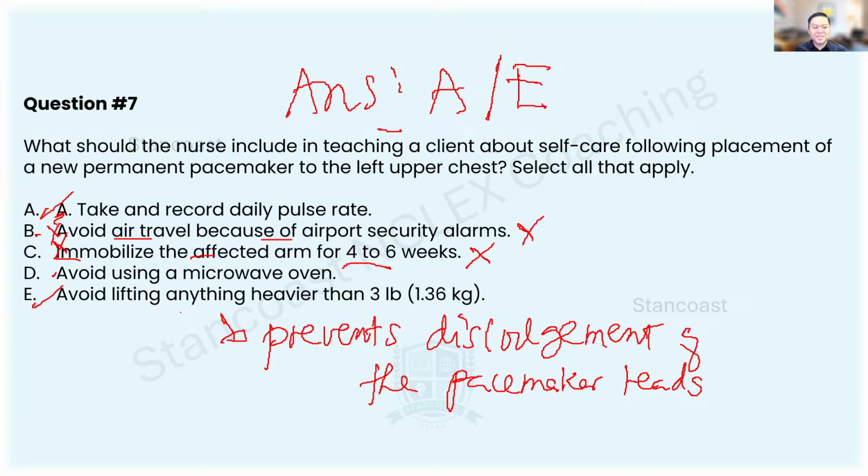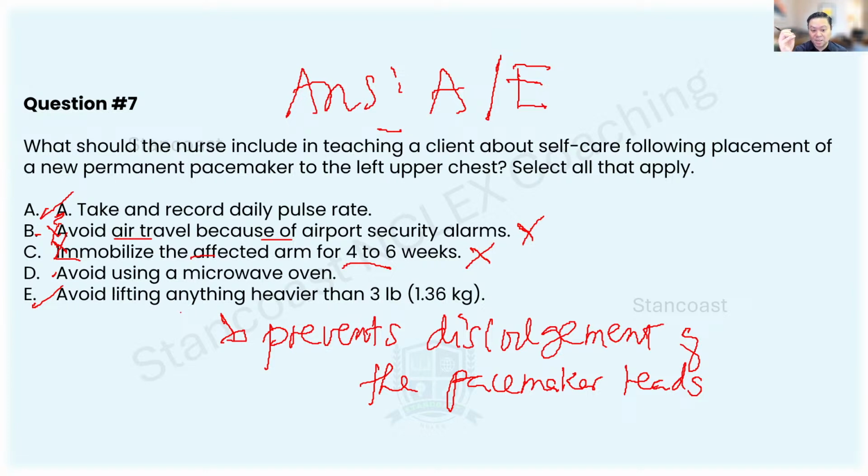And what about letter D? Avoid using a microwave oven. Do you think that's correct? Well, letter D is going to be removed here because microwave ovens do not interfere with pacemaker function. But here's the caveat, guys. In the past, with the older pacemakers, exposing oneself to the microwave oven should be contraindicated.